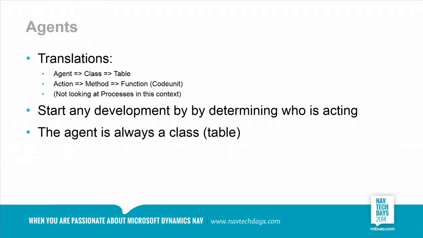I'm not looking at processes in this context. That will lead us too far. So if you do any sort of development, if somebody asks you to do something, gives you a task, start any development by determining who is acting. And the agent is always a class. It's always a table. There are exceptions to that rule, I know, but they are few. If you start thinking of who is acting here, you will always find that there's a table that is acting and that you can assign all relevant actions to.